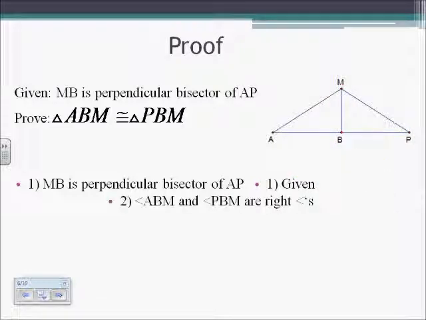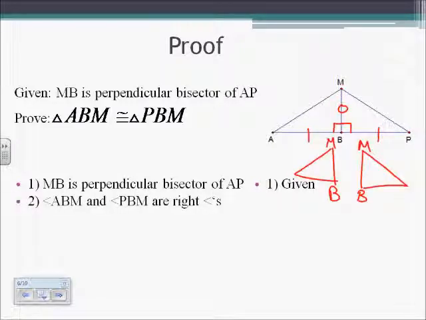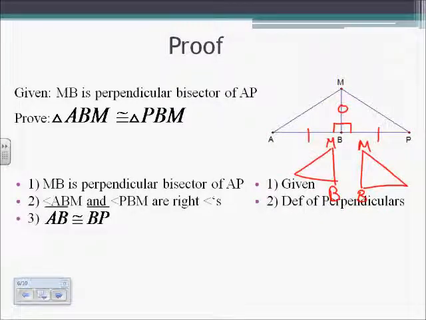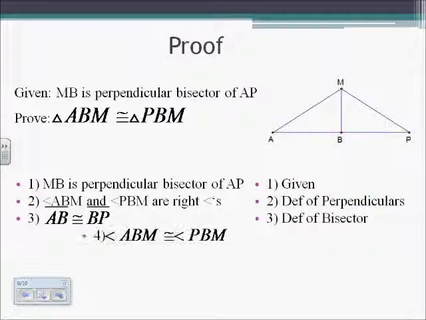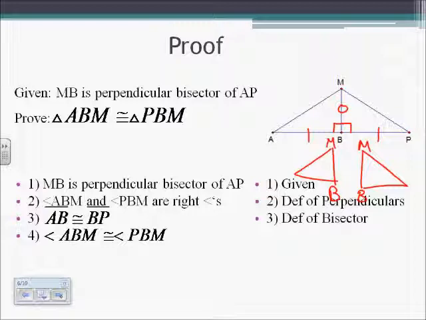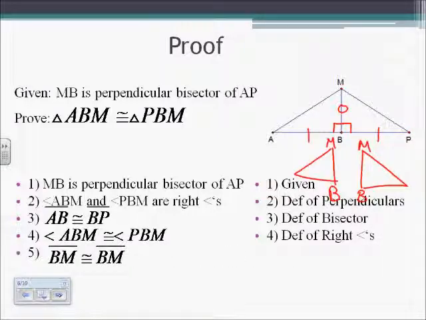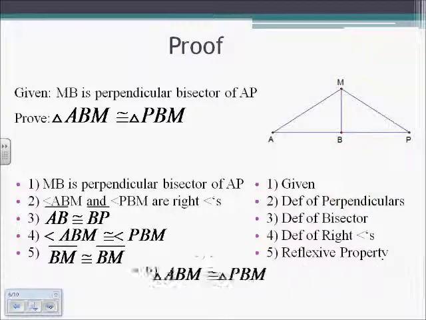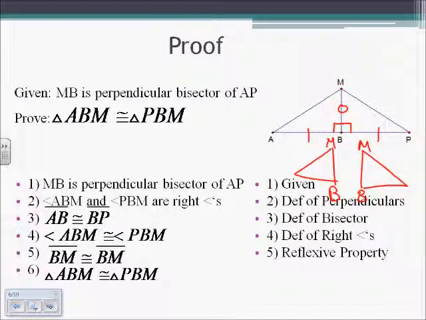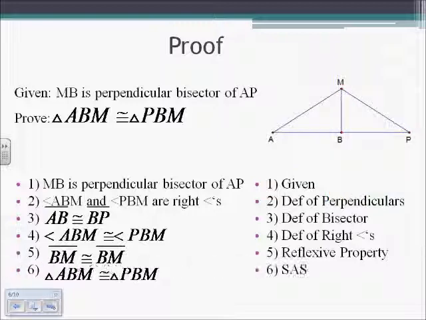So let's formally write that up. ABM and PBM are right angles. Definition of perpendiculars, we have 2 perpendiculars. We have that they're right angles. We know that AB is congruent to BP by the definition of a bisector. Okay, cuts it into equal parts. We know that ABM is congruent to PBM, those 2 angles that were right angles, by the definition of right angles. So since they are right angles, they're congruent to each other. We know that BM is congruent to BM, that's by the reflexive property. And if we have those pieces together, then I know that triangle ABM is congruent to triangle PBM by the side angle side postulate.